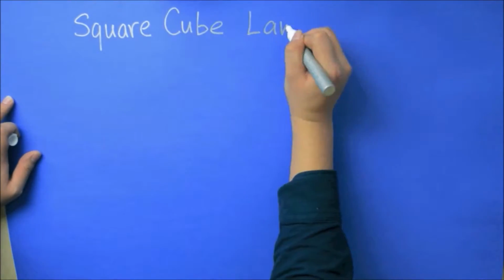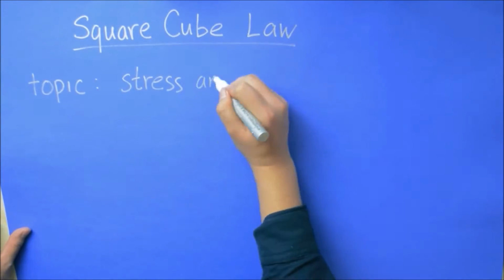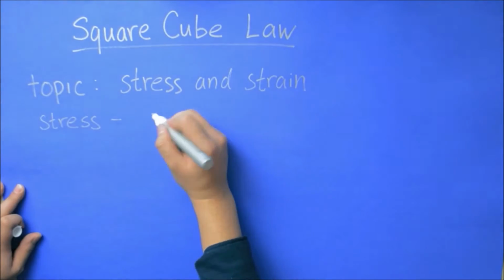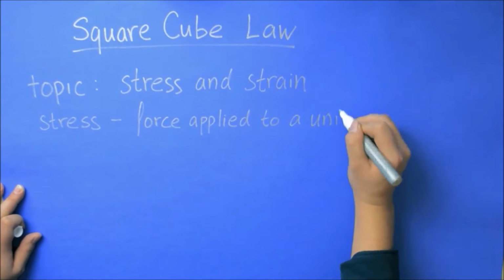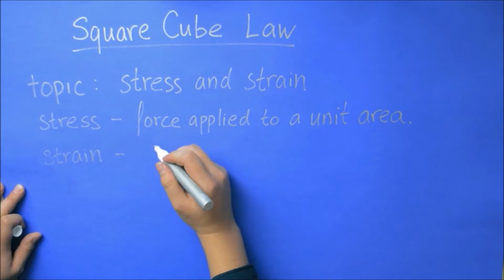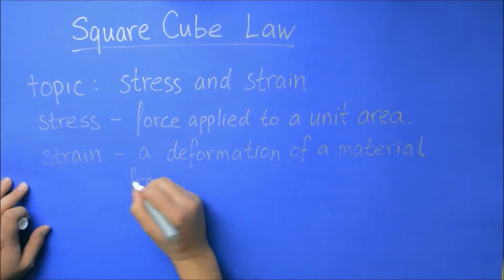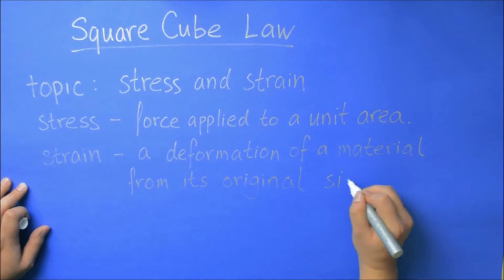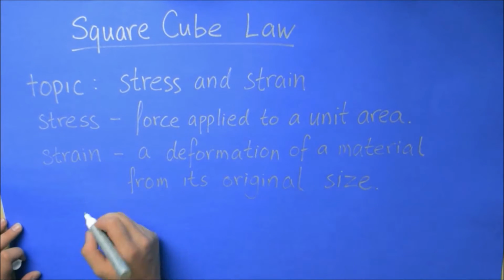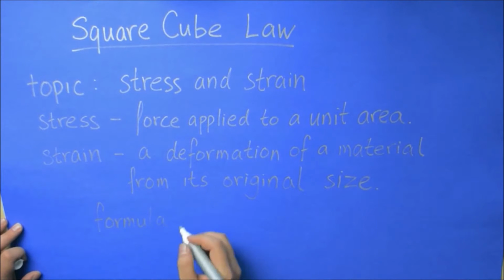The square cube law. Stress is the measure of force upon an area, measured in newtons per meter squared. This measure causes the coinciding change of a shape upon the object from the external force, strain. Strain is the deformation of an object from its unaltered size, measured by the change in length over its original one. The square cube law is a relationship between volume and surface area.